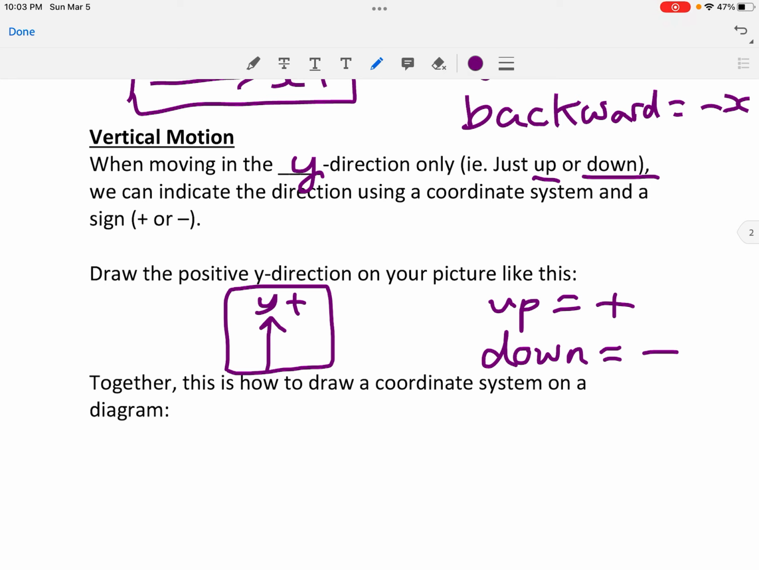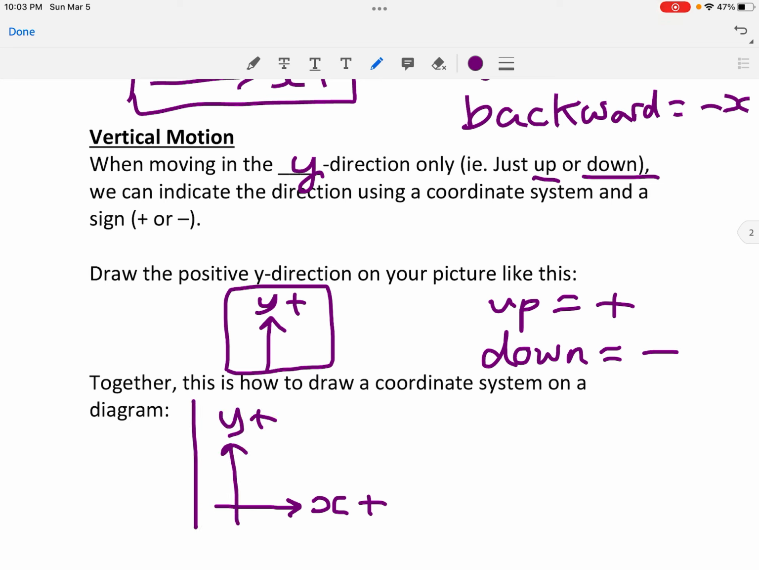Now, for most of real life, objects don't just move horizontally or vertically, they move in both, right? If you throw a ball through the air, it's going to be moving up and down, but also forwards. And so in that case, we draw both coordinate systems together. And this is our full coordinate system that we're going to draw in every problem. X is positive forwards and y is positive up.